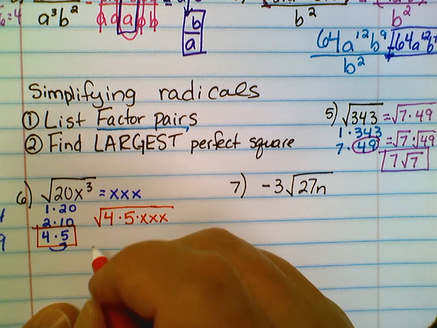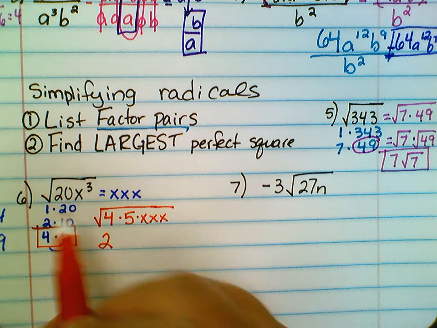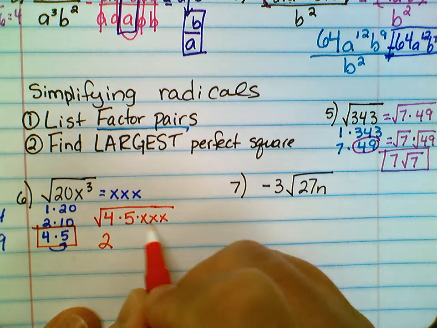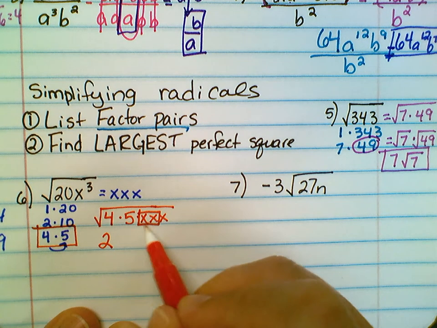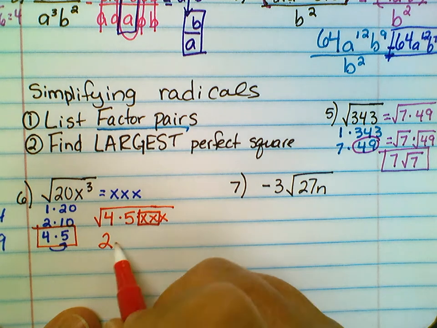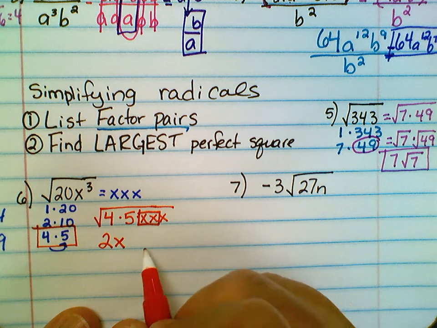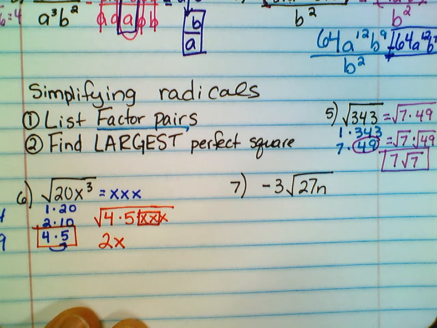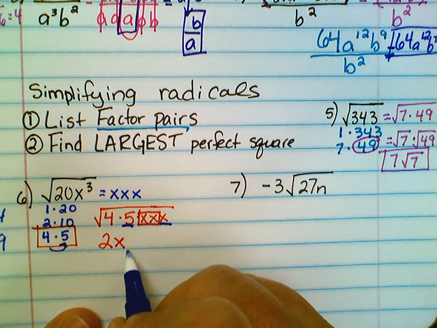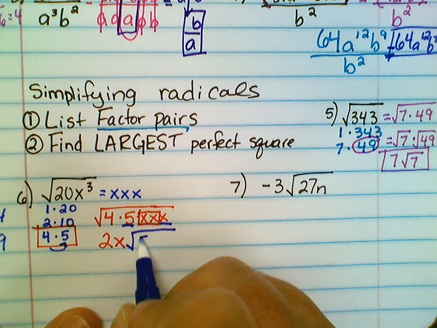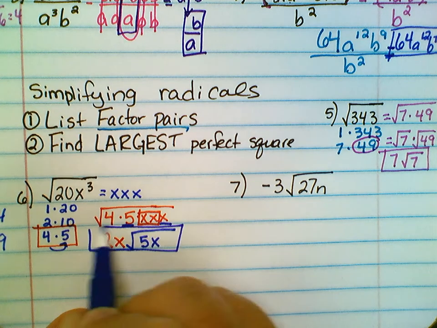So what's the square root of 4? 2. How many pairs or groups of 2 x's do I have? I have one group of 2 x's, so I can factor that out or simplify that out from under my radical. And then what do I have left? I have the 5 and this little x here. Those cannot be taken out, so those stay under the radical.